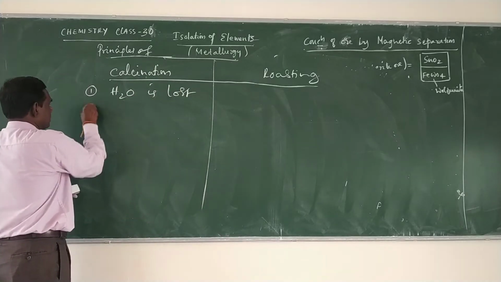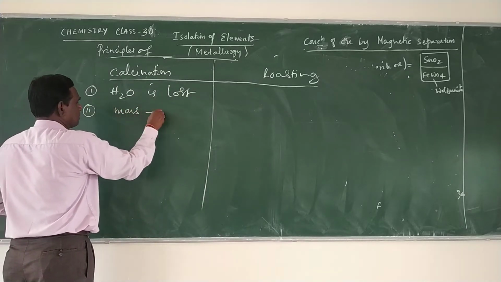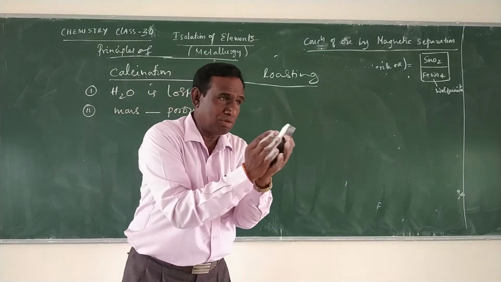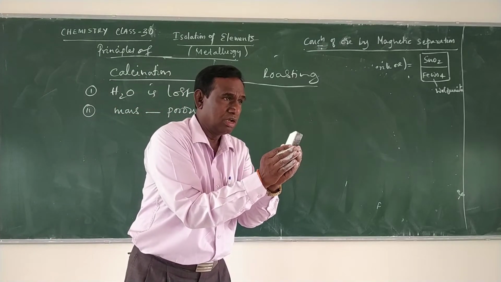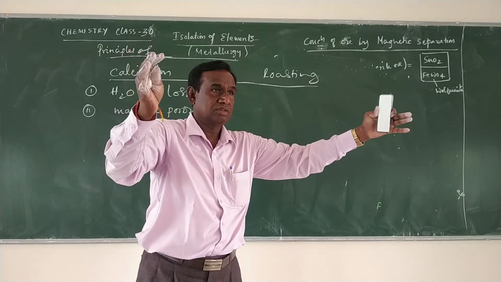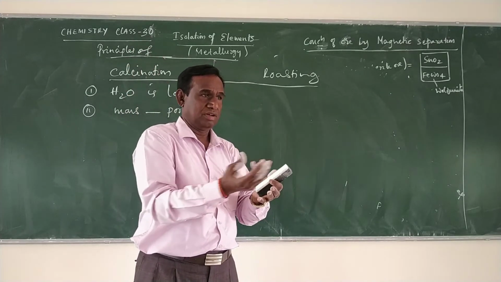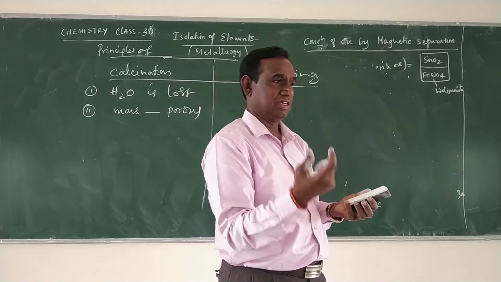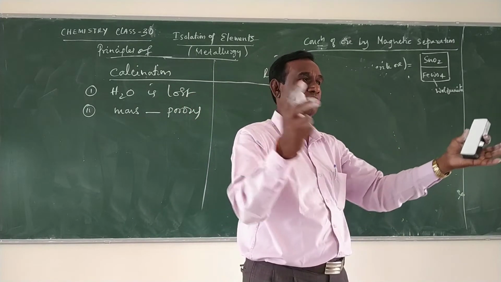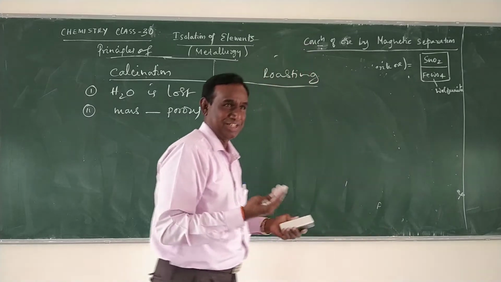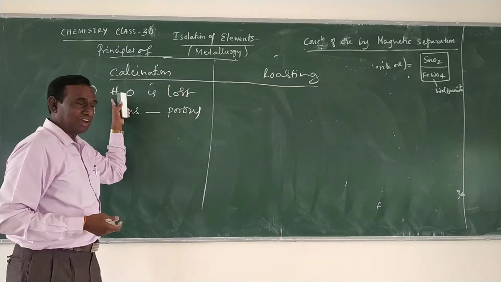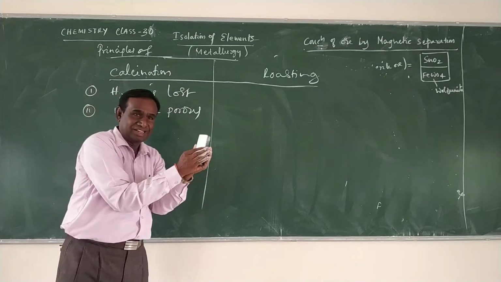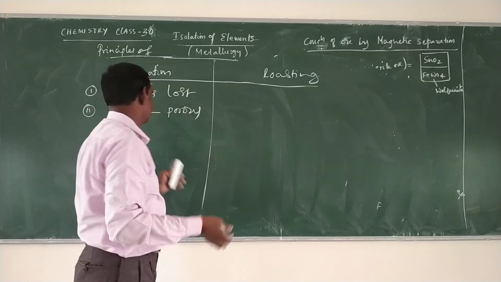Second, the mass becomes porous. If you take a small amount of the ore, you will get a large amount, like when you put only one cup of rava, you will get a large amount of karabath. Like that, the compact mass becomes porous.